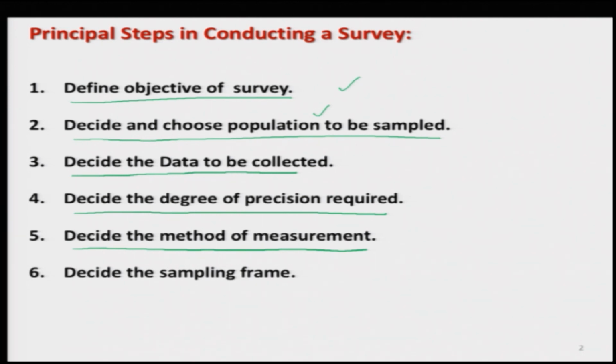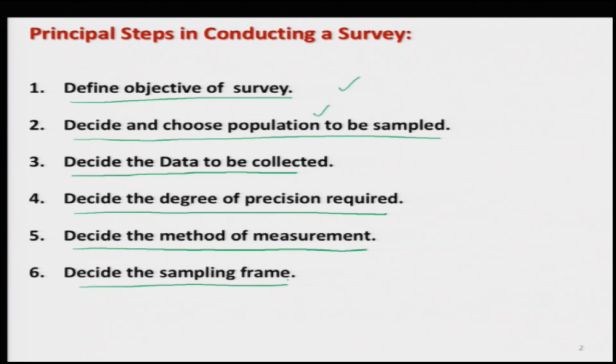You want to find out the age of a person, suppose. Would you like to record the age, or would you like to record the date of birth? Based on that, you have to decide in your questionnaire how you are going to record the data. Then you have to decide the sampling frame.